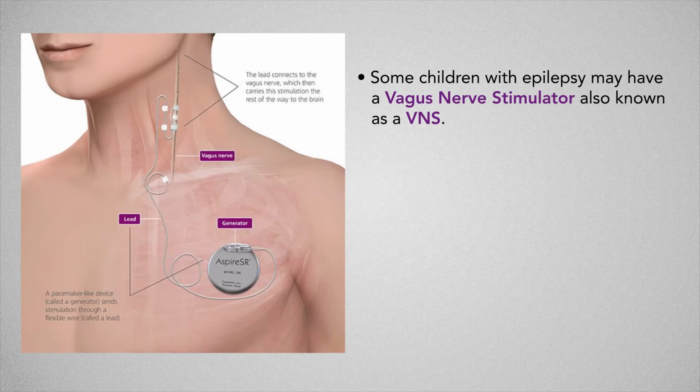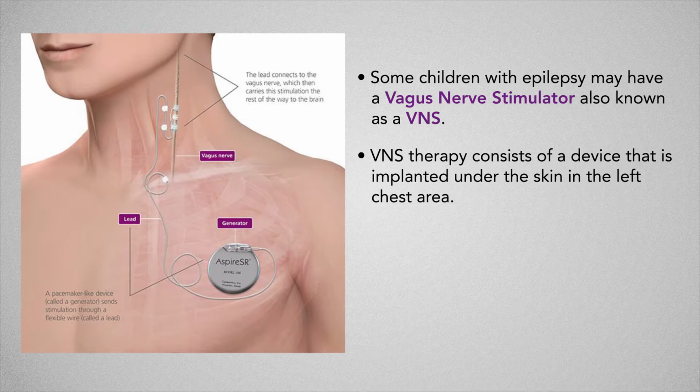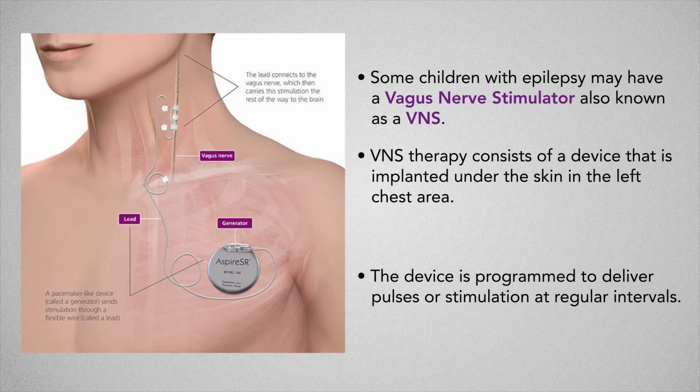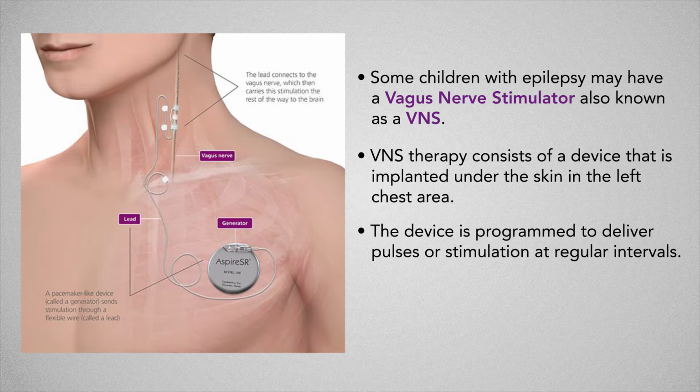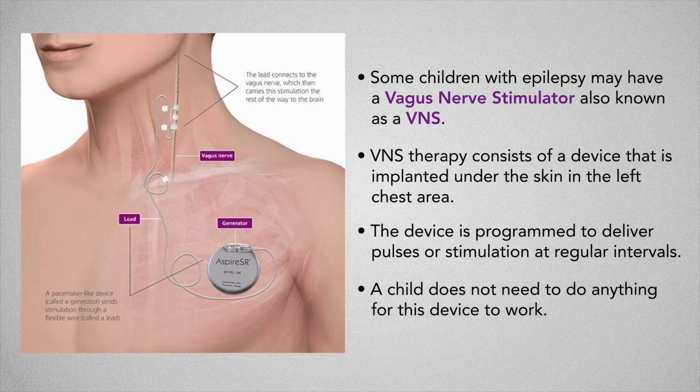Some children with epilepsy may have a vagus nerve stimulator, also known as a VNS. VNS therapy consists of a device that is implanted under the skin in the left chest area. The device is programmed to deliver pulses or stimulations at regular intervals. A child does not need to do anything for this device to work.